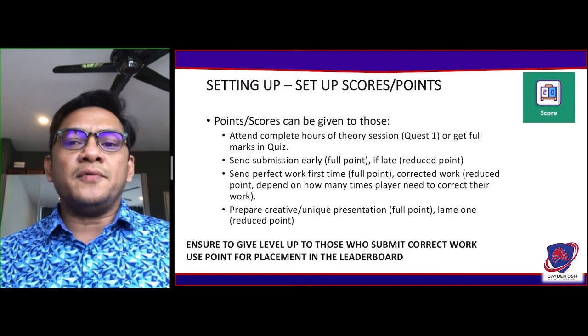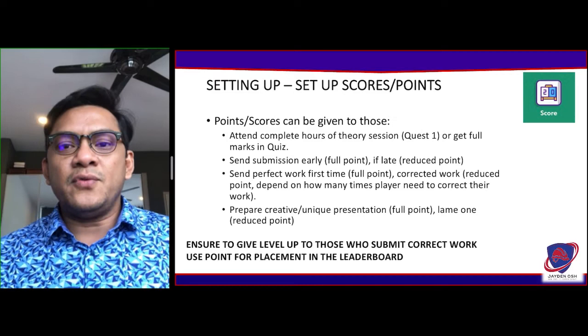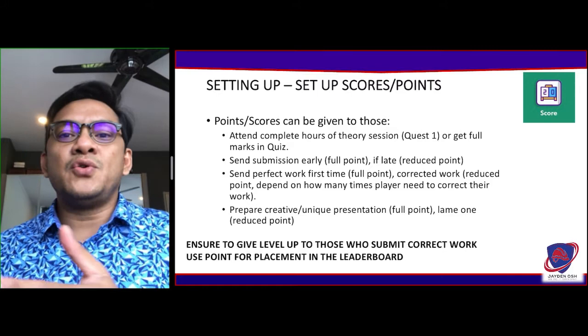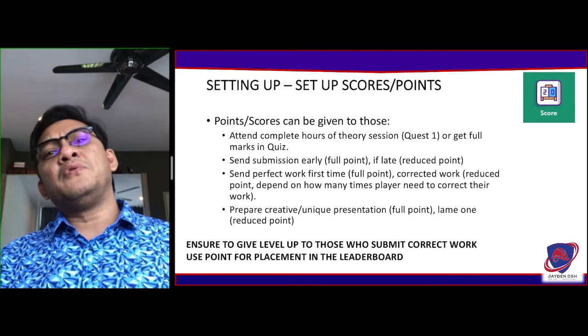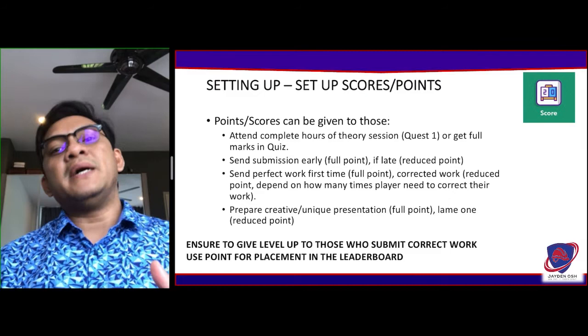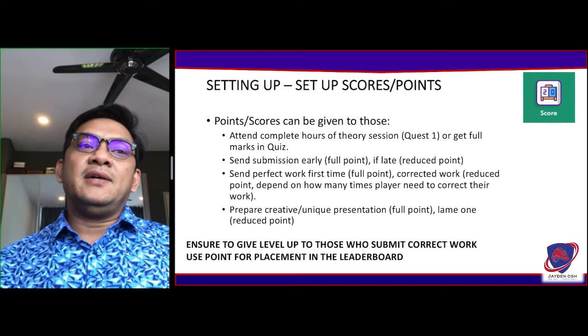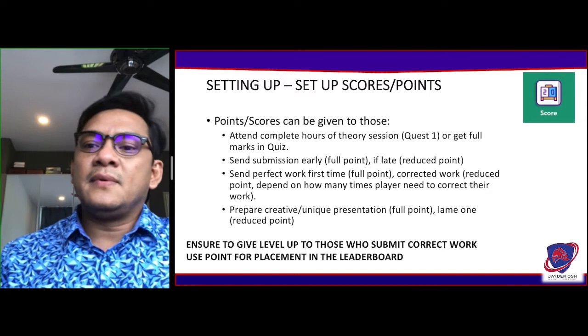So what do you use the scores for? It's for the competition. Those who gain the highest score will be at the top. I will show you after this. So for those who are very competitive, they want to be number one, they will go for it. But just watch out, don't let them use cheating or threatening, whatever it is. Do it in an ethical way.